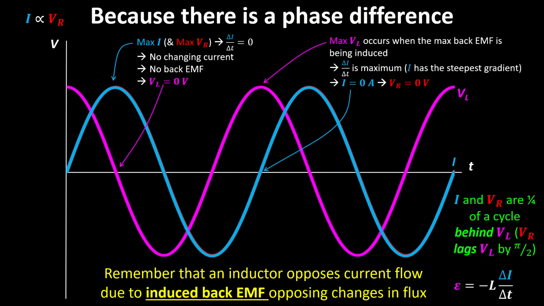Except it's the other way around here. The inductor and the resistor voltage are a quarter of a cycle behind the inductor rather than ahead, as for a capacitor. Okay, so VR lags VL by pi/2.